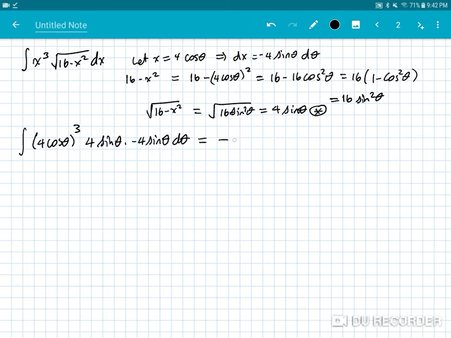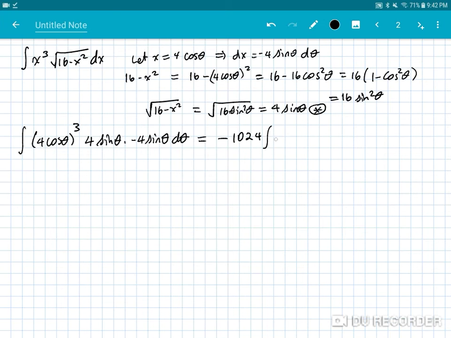Turns out to be 1024. That's 2 squared to the 5th. This is 2 to the power of 10, so that's 1024. So that times cos cubed theta sine squared theta d theta.